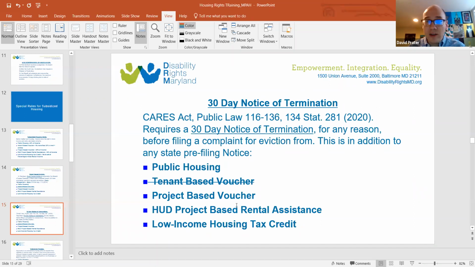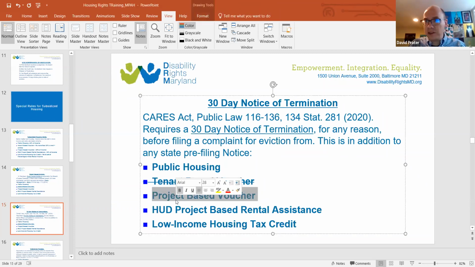So this 30-day notice requirement under the CARES Act extends to public housing, project-based vouchers, HUD project-based rental assistance, and the low-income housing tax credit program. I'm going to come back to the project-based voucher just at the end, because I was saying just how confusing this can be for tenants. And I'd like you to keep that in mind for project-based voucher assistance.